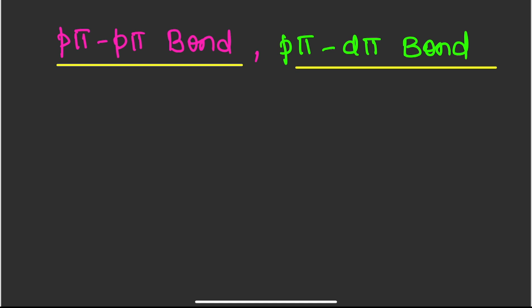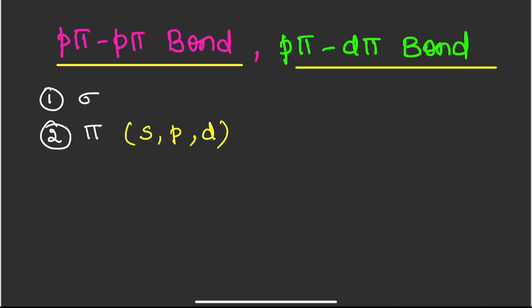So first students, let us see what this bond is. We know there are two types of bonds. One is called sigma bond and the second type is called pi bond. Also we know that there are three types of orbitals present. One is called s orbital, second is called p orbital and third is called d orbital. Always remember that s orbital is not involved in the formation of a pi bond, whereas p orbital and d orbital are involved in the formation of a pi bond.